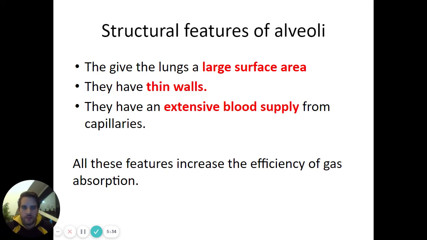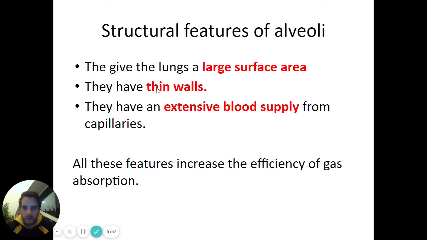So there's three features of the alveoli that you need to memorise. One, there are thousands and thousands of alveoli. If you cut them all open and lay them out in front of you in your own lungs, you would cover a tennis court. Okay? That's how much surface area you have in your lungs. So the more alveoli you have, the larger the surface area, the more efficient you can exchange materials.